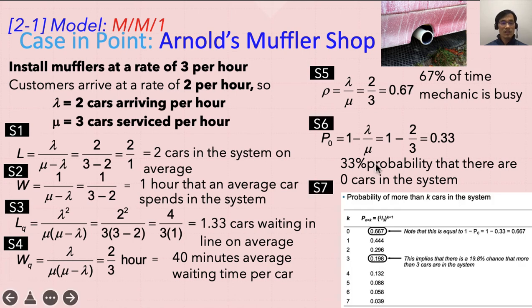And lastly, here is the probability of more than k cars in the system. There are more than zero cars, 67%; more than one car, 44%; more than two cars, 29.6%; more than three cars, about 19.8%; more than four cars, 13%; more than five cars, less than 10%; and so forth. That can be calculated here using the formula that we learned.